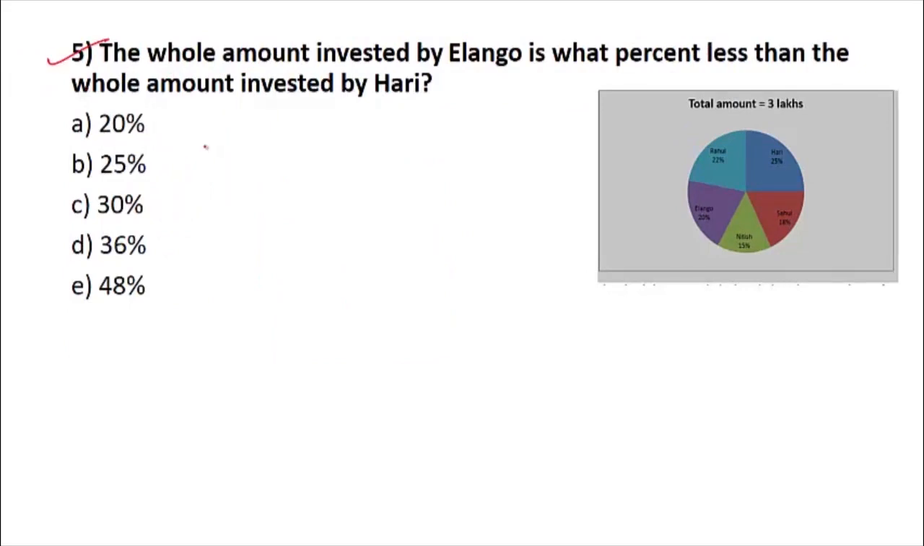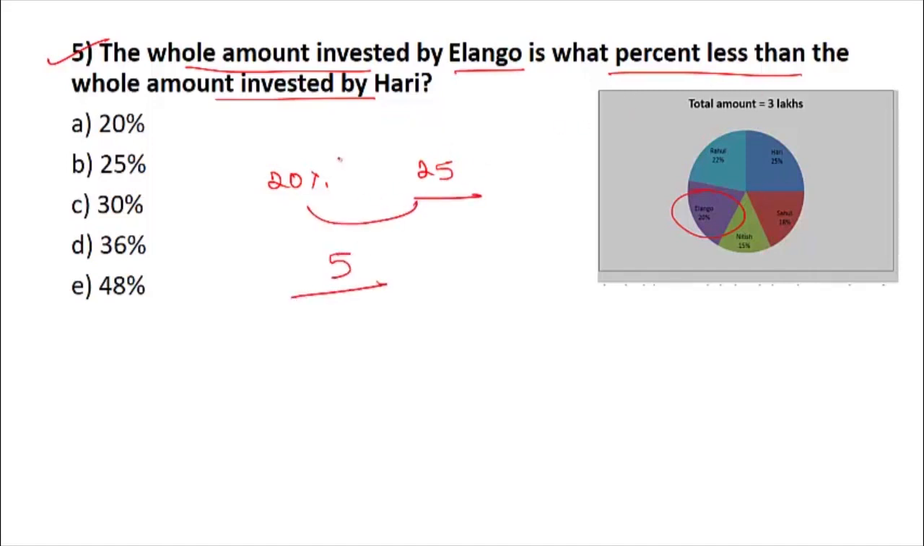This question is going to be the last question in our session. Let us see what it says. The whole amount invested by Elango is what percent less than the amount invested by Hadi? If you see, no need to do anything, just take Elango, how much is it, 20%, and again how much is Hadi? Hadi is 25%. So the difference between them is 5. Then, as I have told you, the base comes at the bottom, that would be 5. 1 by 5th, if you remember, is equivalent to 20%. So your answer would be 20%.